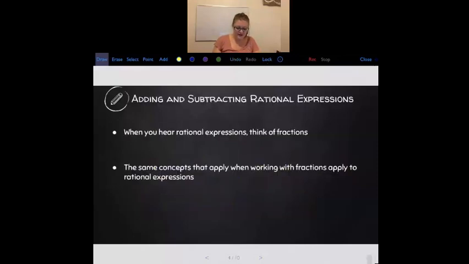So when you hear rational expressions, think of fractions. Technically, a rational expression is a polynomial over a polynomial, but the same concepts that we know when we work with fractions also apply to rational expressions, just like they do with multiplication and division of rational expressions.